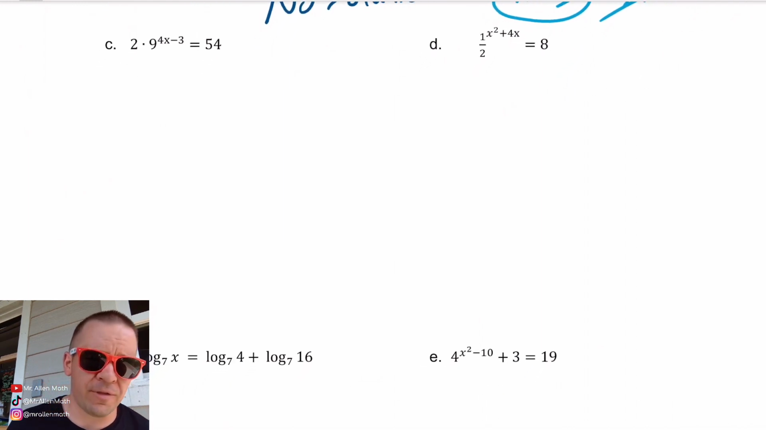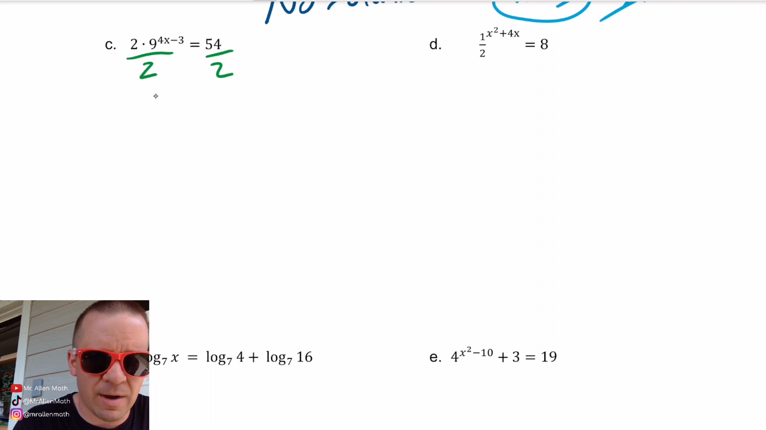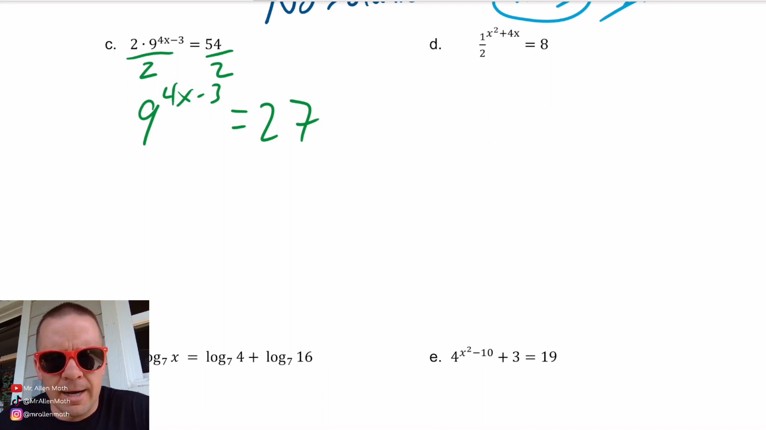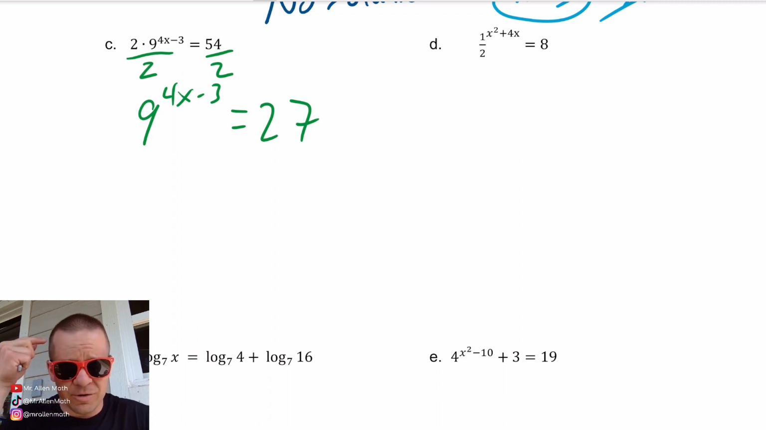All right. So here for this one, oh my goodness. These are some scary looking numbers. Hopefully we can handle this thing, right? So I'm going to divide by 2 on both sides to start this thing. Divide by 2. I get 9 to the 4x minus 3 equals 27. All right, well that's a problem because I don't have my calculator right now, so I can't plug it in. No, I got to think. I can use my brain a little more.